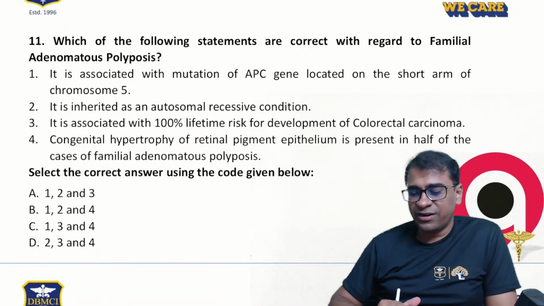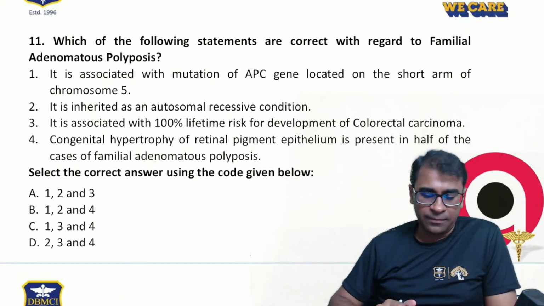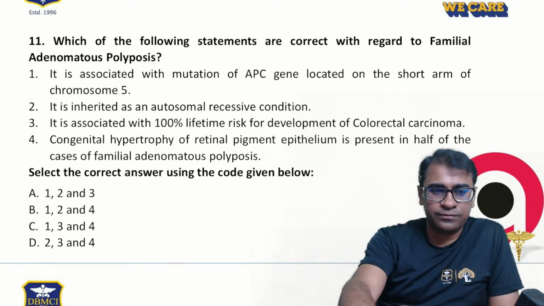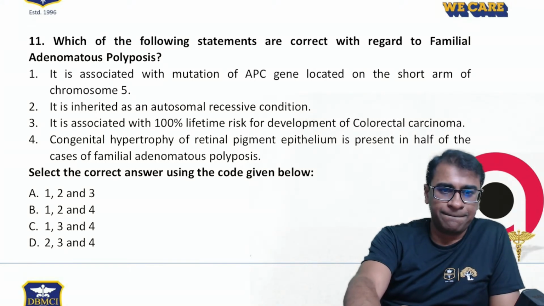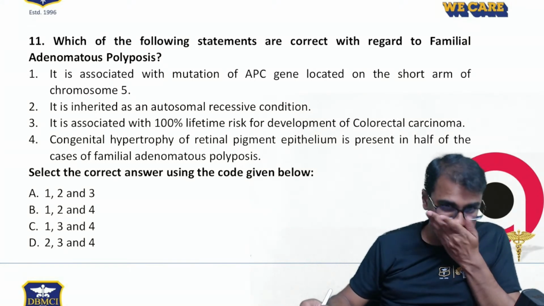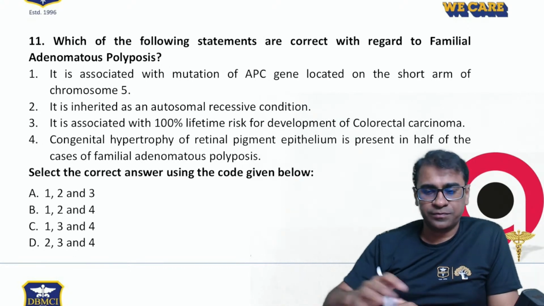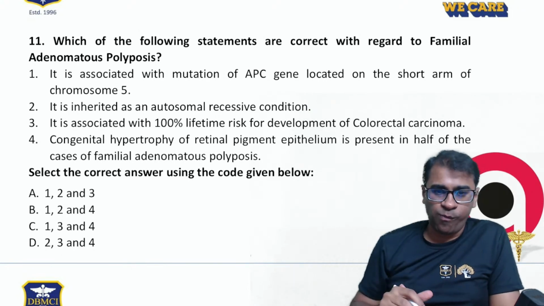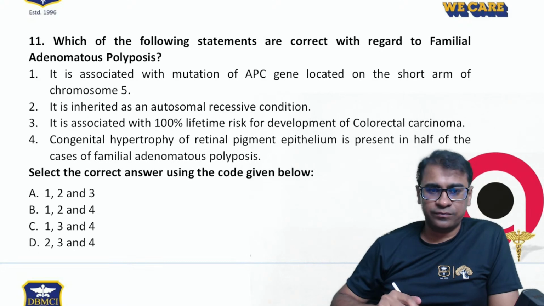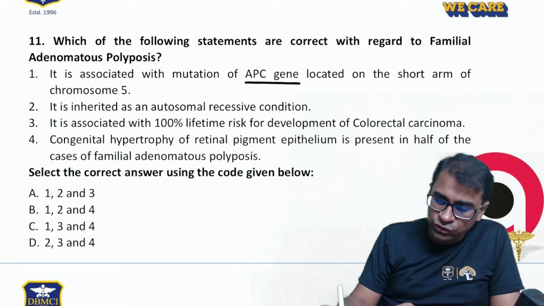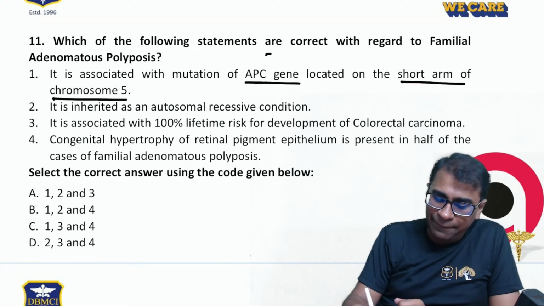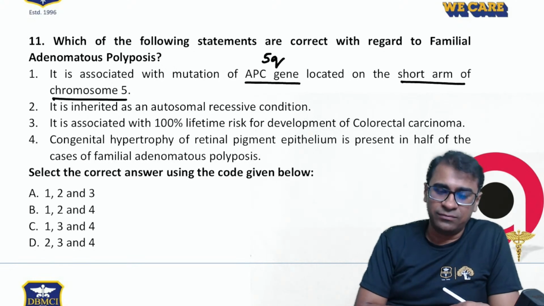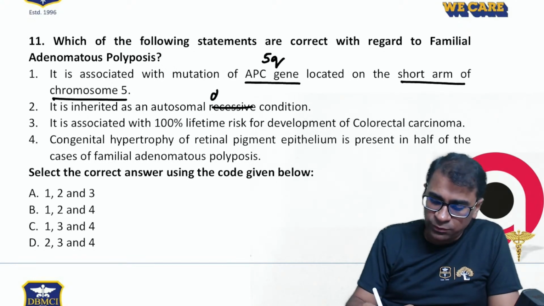The following are correct with regard to FAP. Tell me. What have you marked for this? Look. So APC is on short arm of chromosome 5. Actually, APC is on 5q, not 5p. Okay? It is autosomal recessive? No, it's autosomal dominant.